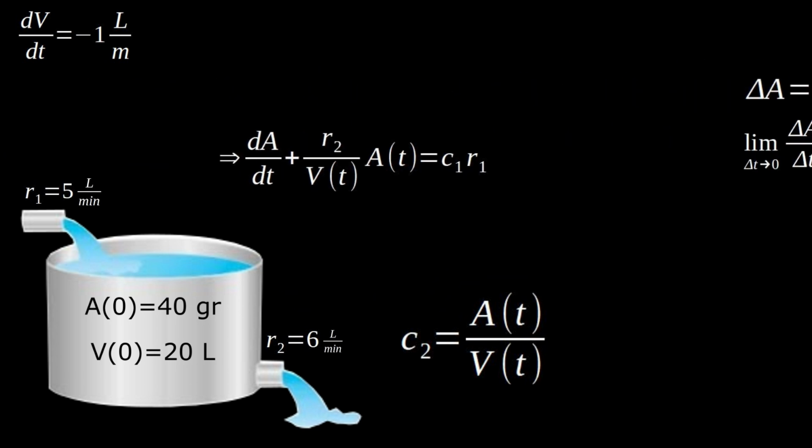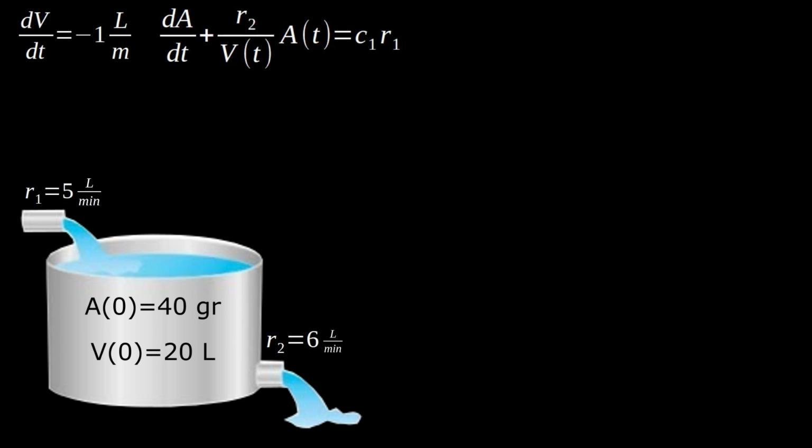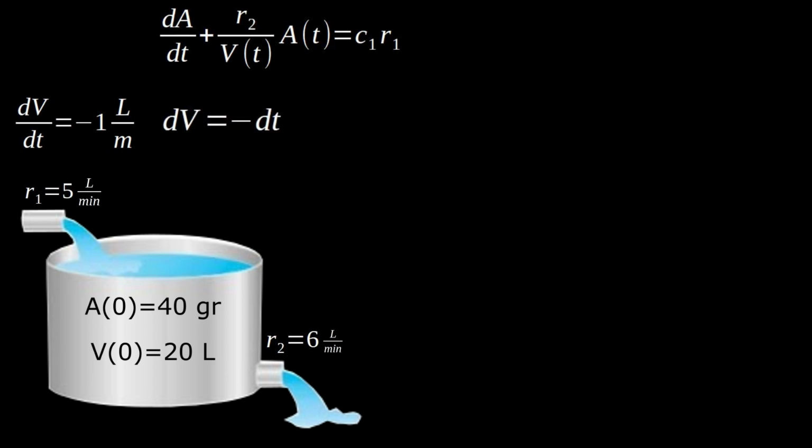Okay, now let's express V of t in terms of t. Since in the previous equation we concluded that dV over dt equals minus 1, we separate the variables, dV equals minus dt, and we integrate both sides. And we get V of t equals constant C minus t. So how do we go about finding this constant? Well, we use the initial conditions.